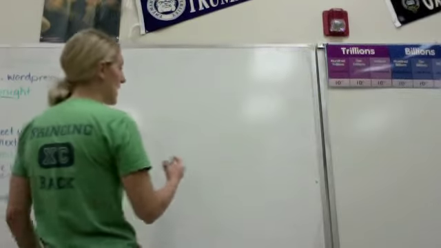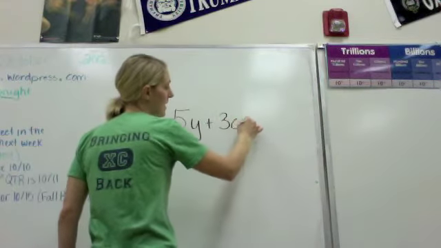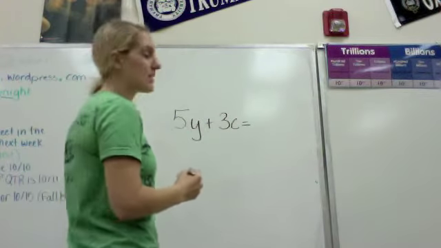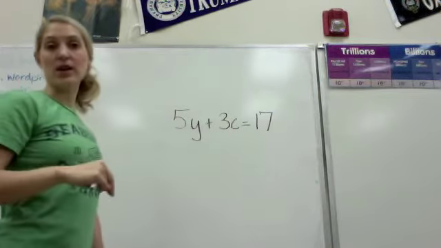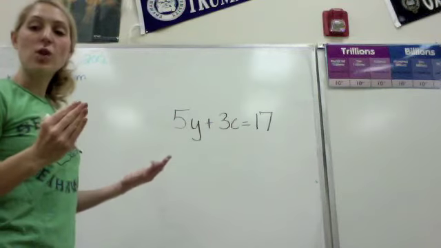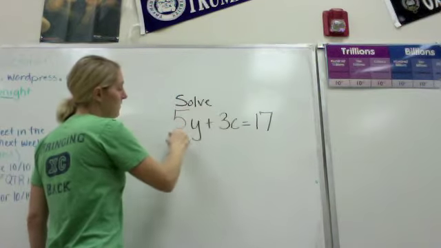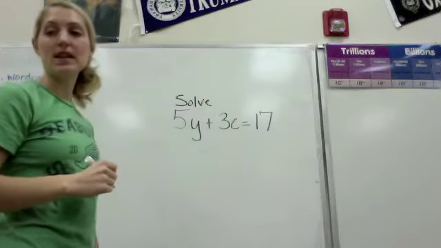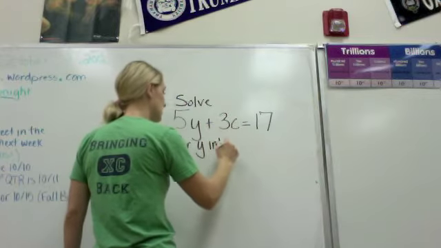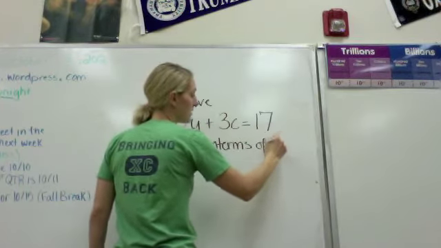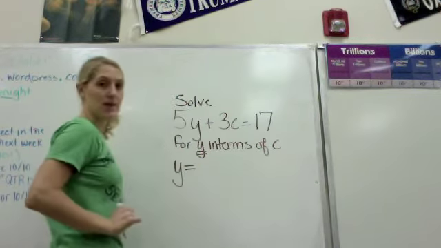Suppose I have 5y plus 3c equals 17. It's a literal equation because I've got two variables going on in this equation. Now, the question is going to say, solve 5y plus 3c equals 17 for y in terms of c. What that means is I want to get it in the form of y equals something.